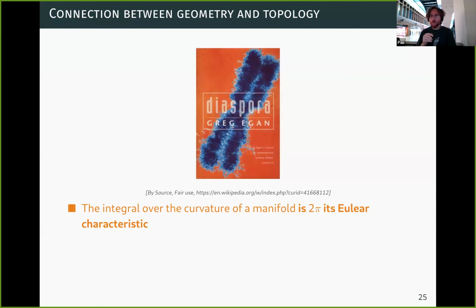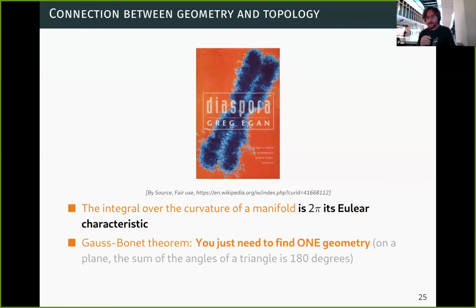Okay? By the way, there is a connection between geometry and topology. You know that the integral of the curvature of a manifold is 2 times pi, the Euler characteristic. For instance, on a plane, the sum of the angles of a triangle is 180 degrees. So you can link, thanks to the Gauss-Bonnet theorem, topology and geometry. So in principle, you can get information about the topology of your space-time outside of the black hole via the extraction of the information that you have in geometry.